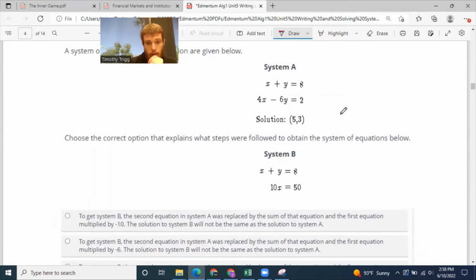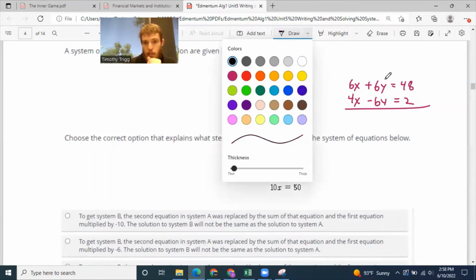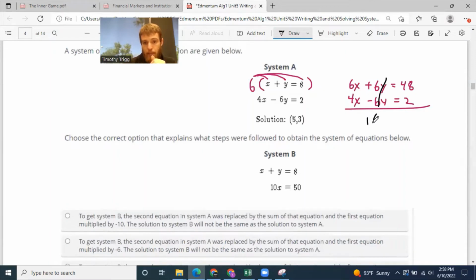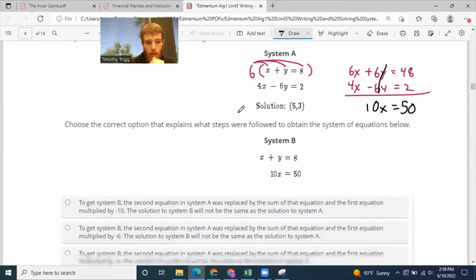So it looks like they multiplied this top equation by 6, right? So I multiply this by 6. That gave them 6x plus 6y equals 48. And they added that to the bottom equation. Here it's a negative 6y. The negative 6y and the positive 6y cancel, or in other words, eliminate, giving us 10x equals 50. So they multiplied by 6 on the top equation.